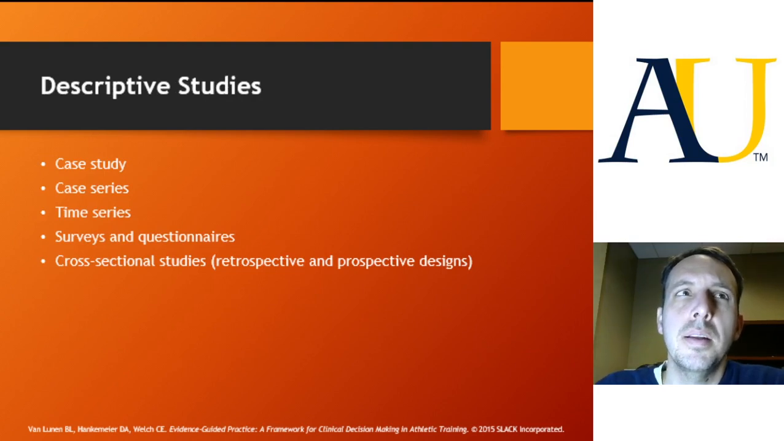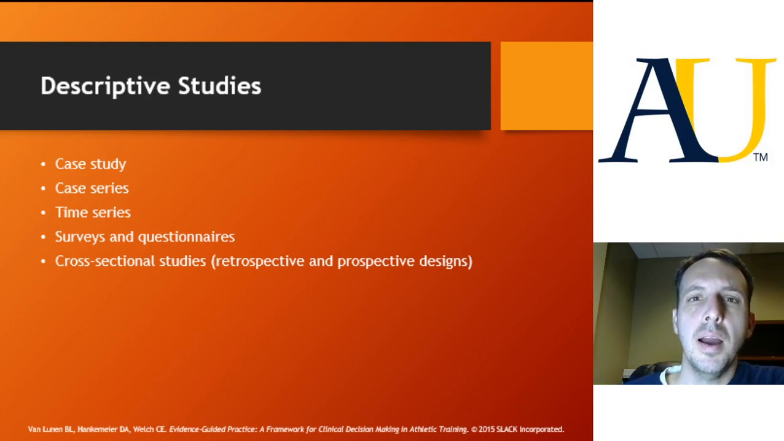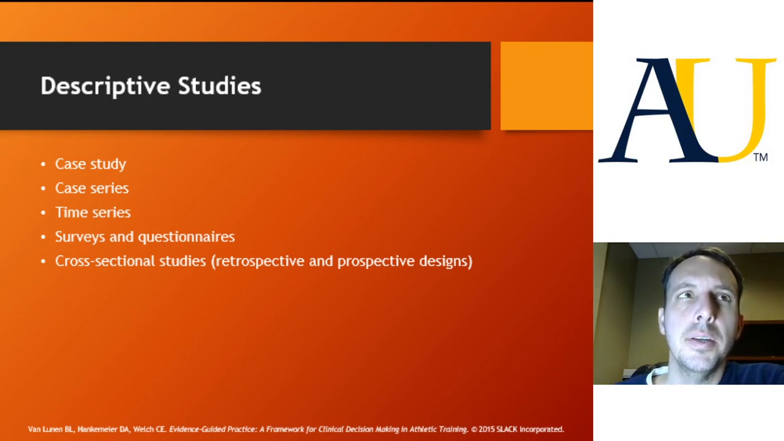So the descriptive studies listed there: case study, case series, time series, surveys and questionnaires, and cross-sectional studies. Again, focus on this: what is occurring. So each of these has a slightly different approach, but the overarching thing that makes them a descriptive study is they're going to be describing the current situation.